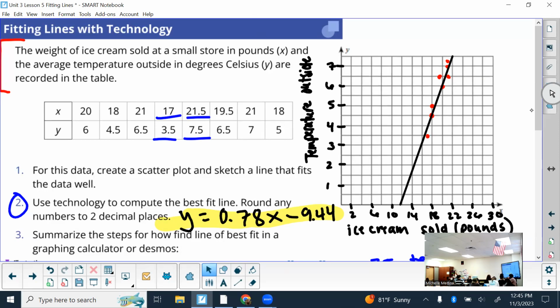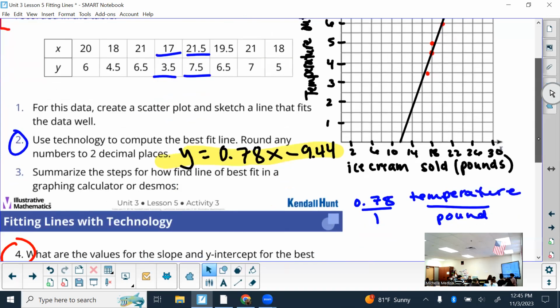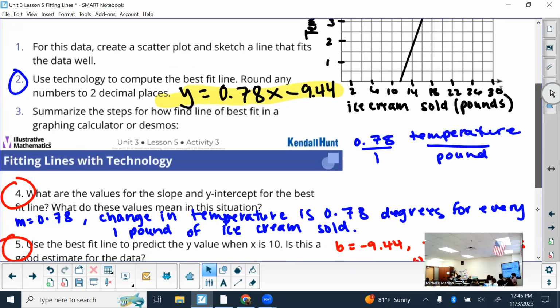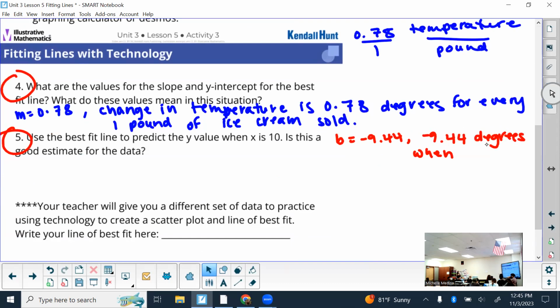We're trying to say what the y-intercept represents. We know that since y is referring to the temperature, our y-intercept of negative 9.44 means that that's the temperature outside. But what's the other thing the temperature was being compared to? We're having table 2 right now. To the pounds of ice cream sold. How many pounds of ice cream were sold at the y-intercept?